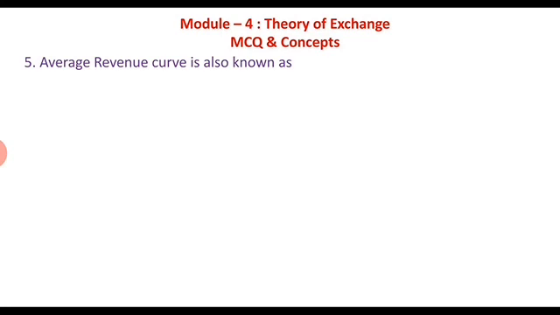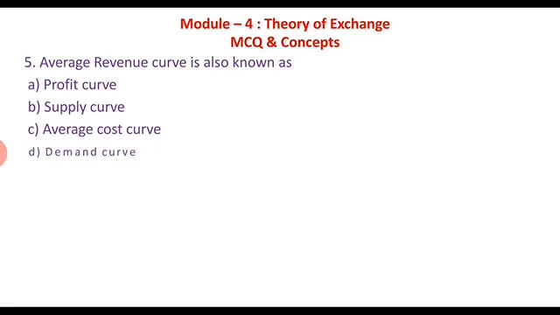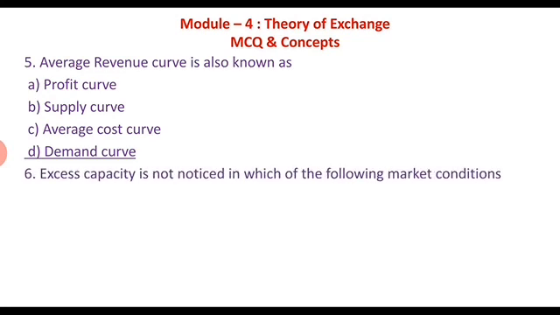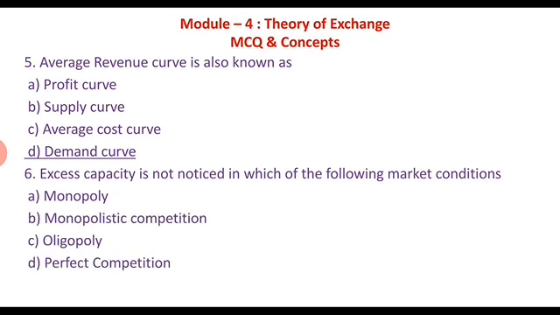Fifth question: average revenue curve is also known as A. Profit curve, B. Supply curve, C. Average cost curve, D. Demand curve. Answer is demand curve. Sixth question: excess capacity is not noticed in which of the following market conditions? A. Monopoly, B. Monopolistic competition, C. Oligopoly, D. Perfect competition. Answer is perfect competition market.